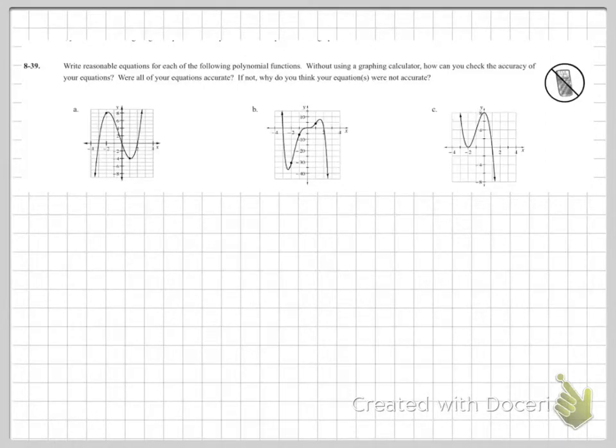Okay, section 8.1.3, stretch factors of polynomial functions. Problem 8-39: write reasonable equations for each of the following polynomial functions without using a graphing calculator. How can you check the accuracy of your equations? Were all your equations accurate? If not, why do you think your equations were not accurate? So this is all about writing the exact equations.